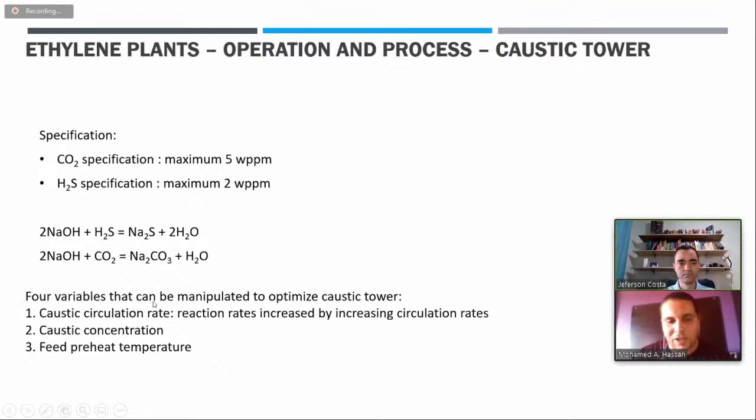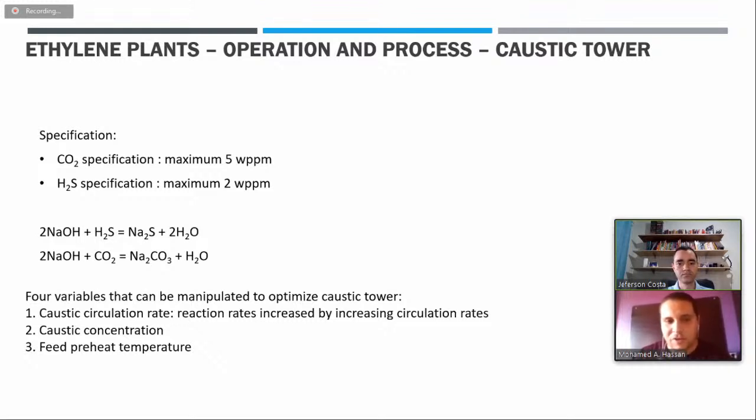There are four variables that can be manipulated to optimize the caustic tower. The first is the caustic circulation rate, because the reaction rate increases with increasing circulation rate. The caustic concentration can also be optimized, because if we increase the concentration too much, we promote the polymerization reaction happening in the tower. And if we decrease the concentration too low, there may be a possibility of carbon dioxide breakthrough from the tower.